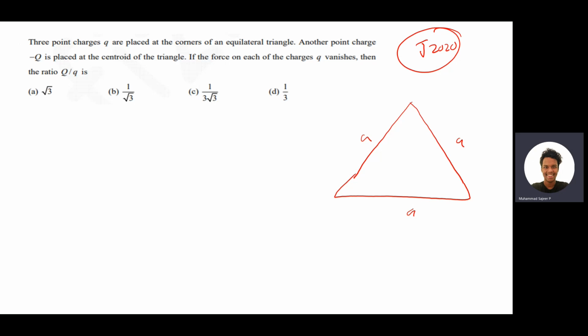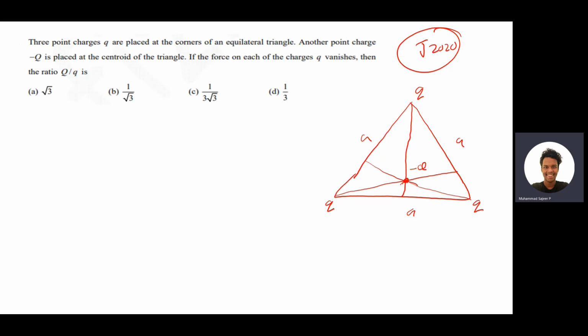Then another point charge, minus Q, is placed. We have 3-point charges Q placed at the corners of the triangle: Q here, Q here, Q here. Another point charge minus Q is placed at the centroid of the triangle. The centroid will be somewhere here. We draw perpendiculars to the corners, and that point will be the centroid. Okay, this is the centroid, and we have minus Q charge here.